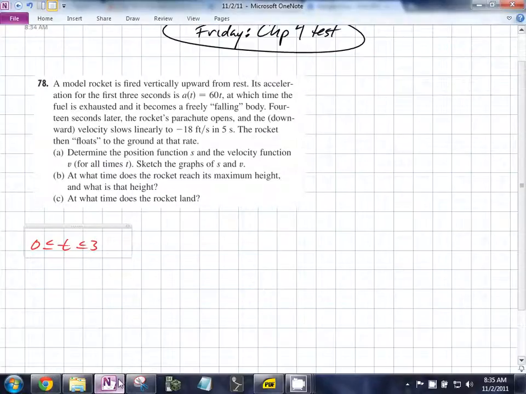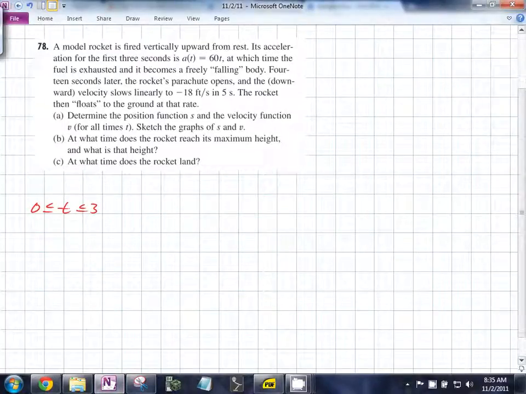So for 0 to 3, what was the velocity? 30t squared. And what was the position function? 10t cubed. Okay, that's good.